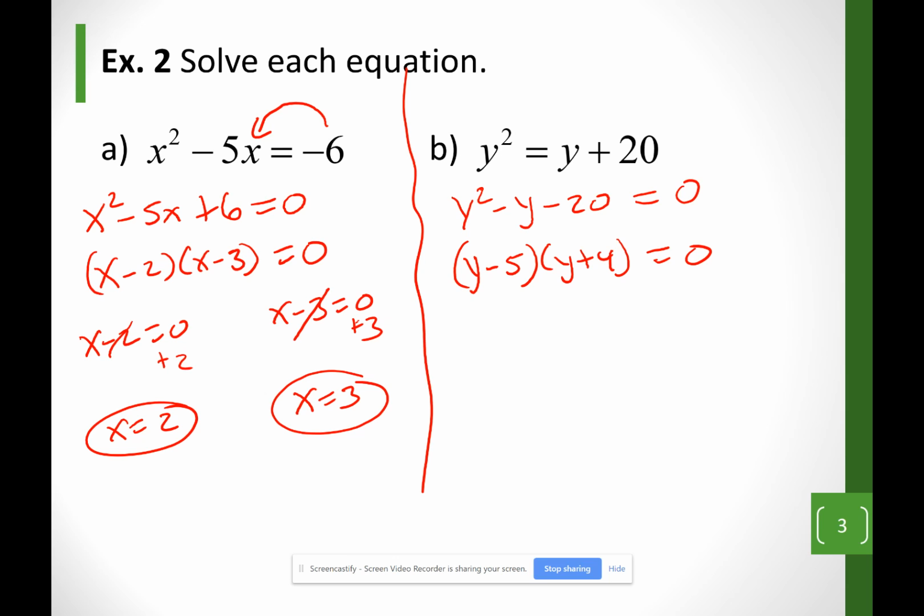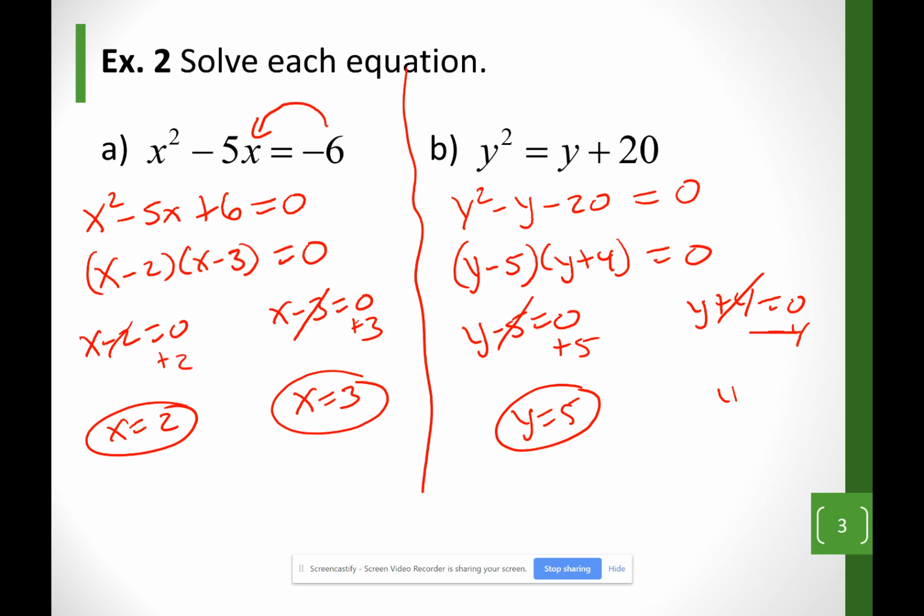Now that we know the factors, let each of your factors equal to 0. Y minus 5 equals 0. Y plus 4 equals 0. I'm going to add 5. So y is equal to 5. I'm going to subtract 4. So y is equal to negative 4.